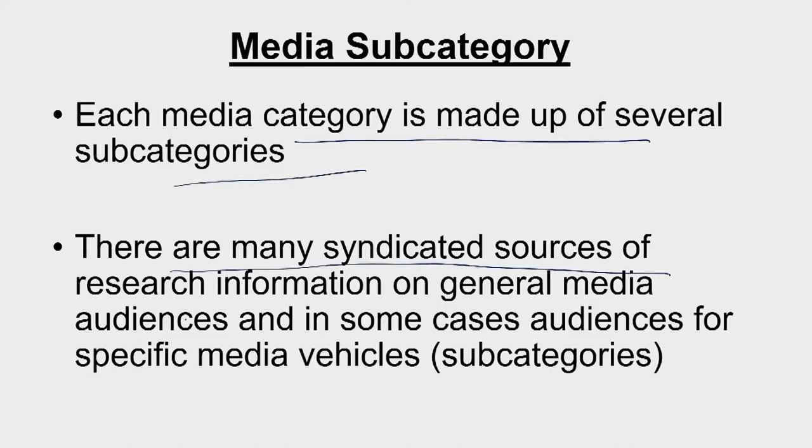There are many syndicated sources of research information on general media audiences, and in some cases audiences for specific media vehicles or subcategories. For example, for people who are more attracted to movies, a different kind of ad should be made than for people who are more attracted to sports. So, depending on what media subcategory is being used, a different kind of ad should be made and a different kind of media should be used.